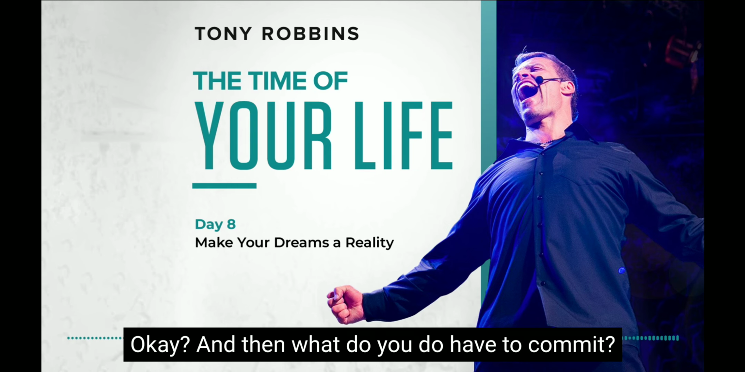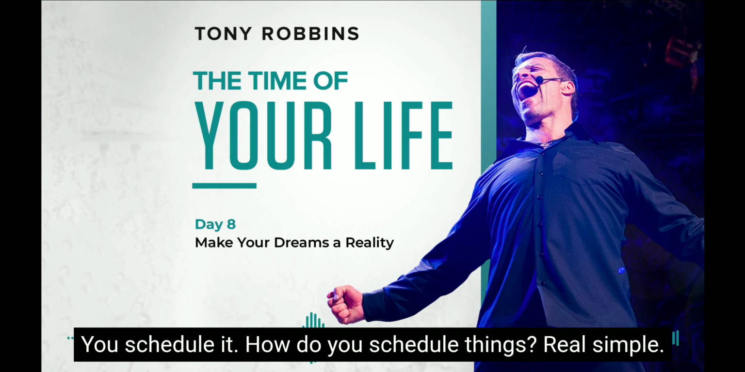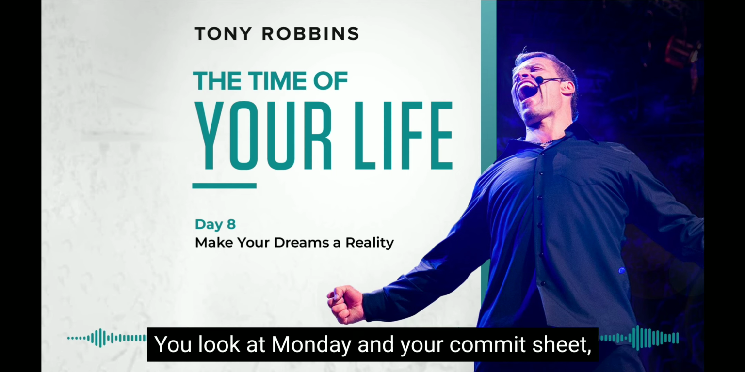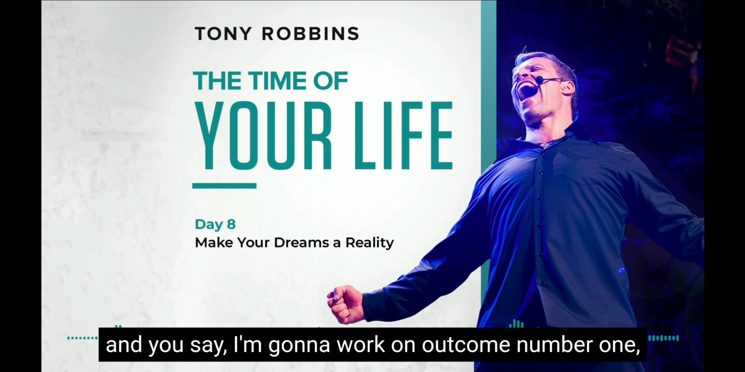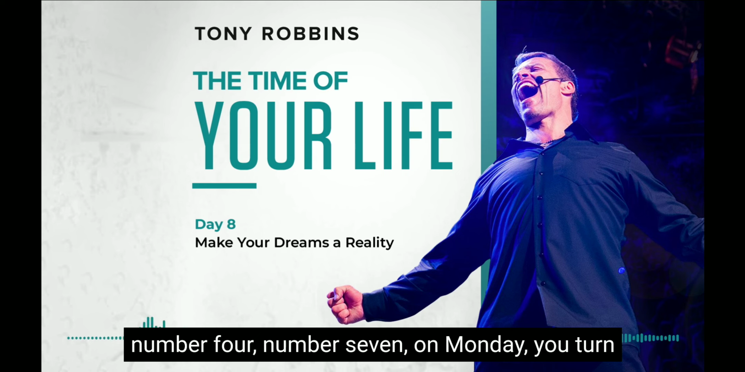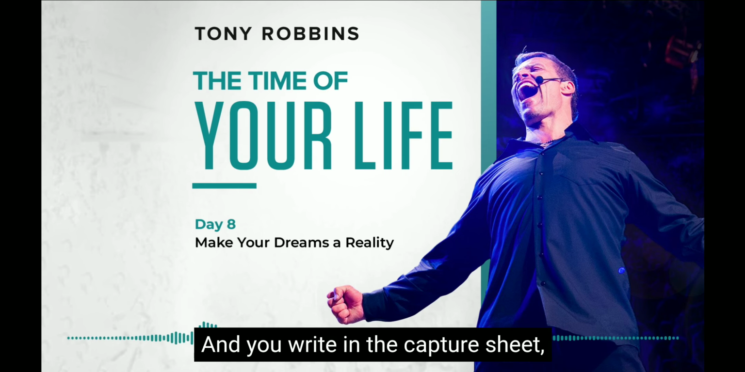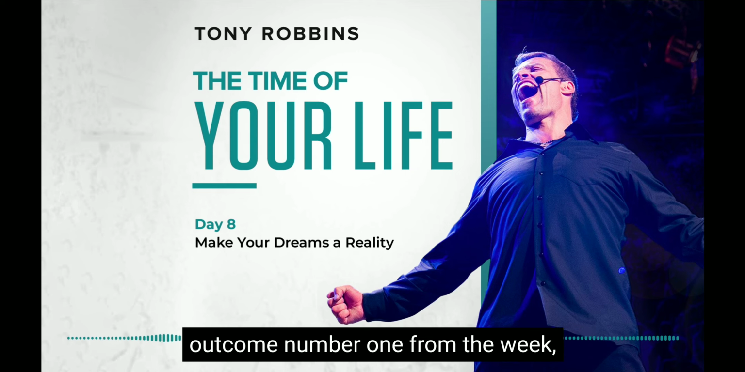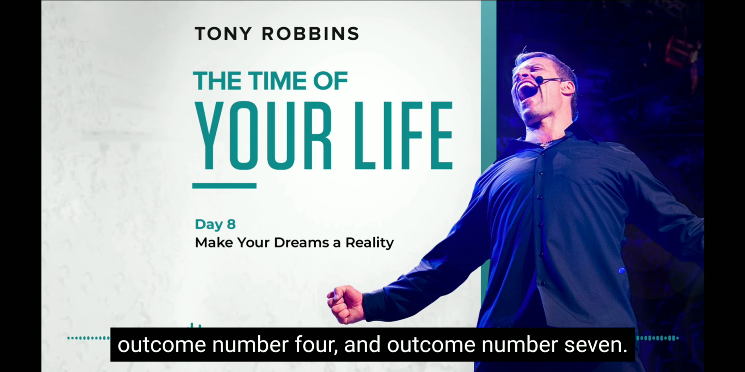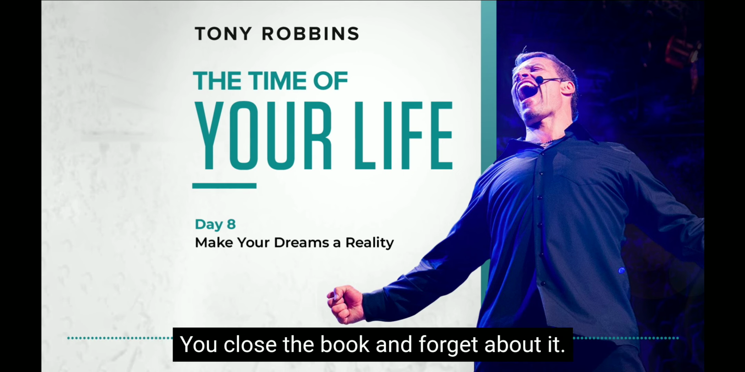And then what do you have to commit? You schedule it. How do you schedule things? Real simple. You look at Monday on your commit sheet, and you say, I'm going to work on outcome number 1, number 4, number 7 on Monday. You turn to Monday, the 7th of whatever month it is, and you write in the capture sheet, outcome number 1 from the week, outcome number 4, and outcome number 7. You close the book and forget about it.